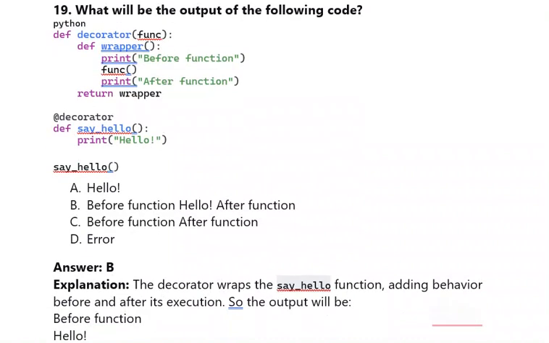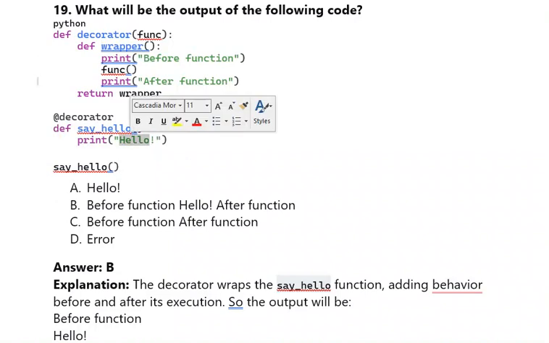What will be the output of the following code? Function decorator function wrapper: print before function, print after function, return wrapper. Decorator, say hello, print hello, say hello call. So the answer will be before function, hello, and then after function.